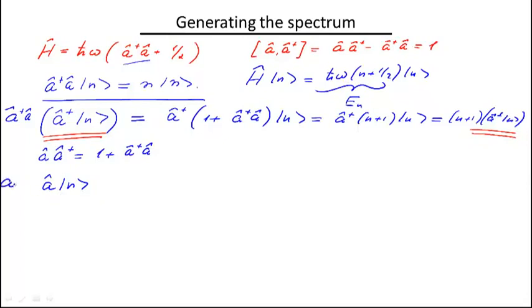So, if we were to repeat this exercise that we just did for a dagger, and if we were to apply a dagger a on this function, we would see, and I leave it for you as an exercise, that this is also an eigenstate of a dagger a, but now with the smaller eigenvalue n minus 1. And here I will have the same function.